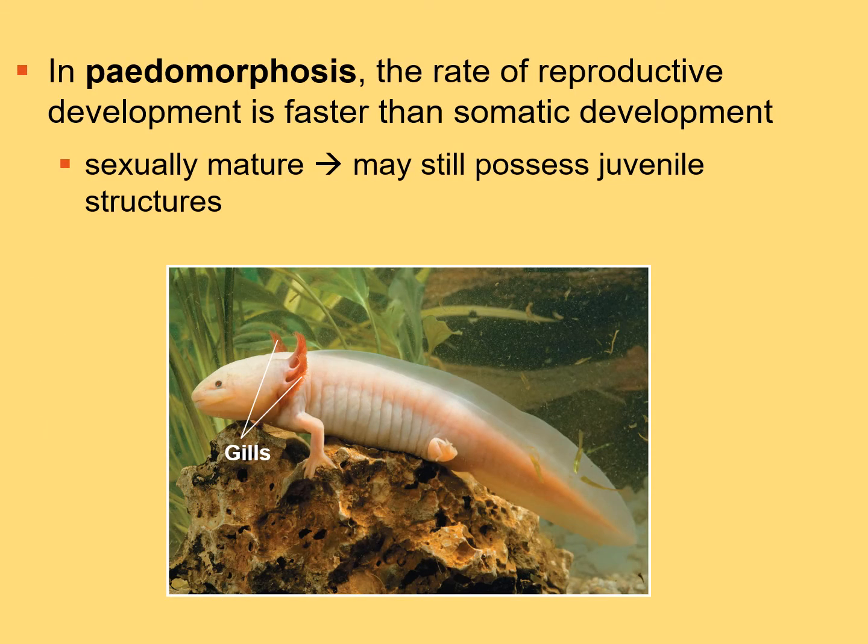Heterochrony can alter the timing of reproductive versus non-reproductive organs. Chaetomorphosis is basically what's described as the rate of reproductive development being faster than that of the somatic cells. So remember, we've got the reproductive cells versus the somatic cells. Organisms that exhibit chaetomorphosis are going to be sexually mature before they are at the adult stage. Basically, they're still going to have juvenile structures and somatic tissues, but they're going to be sexually mature at a very early age.